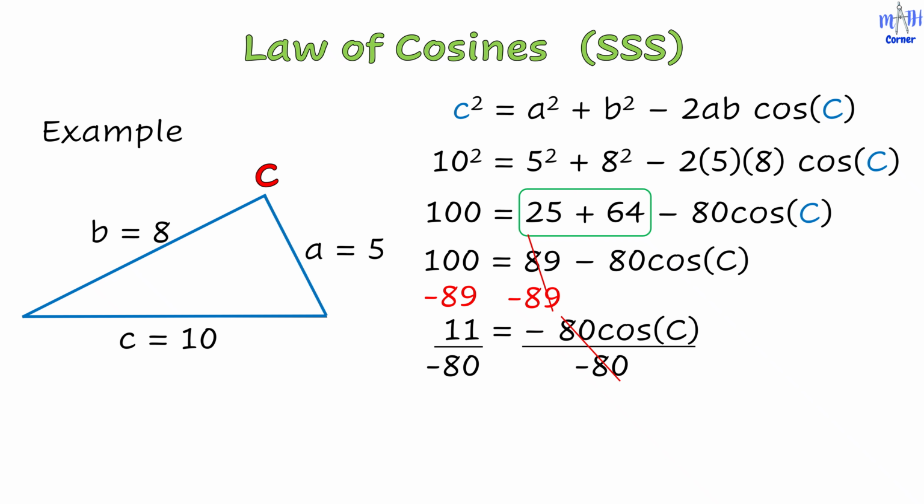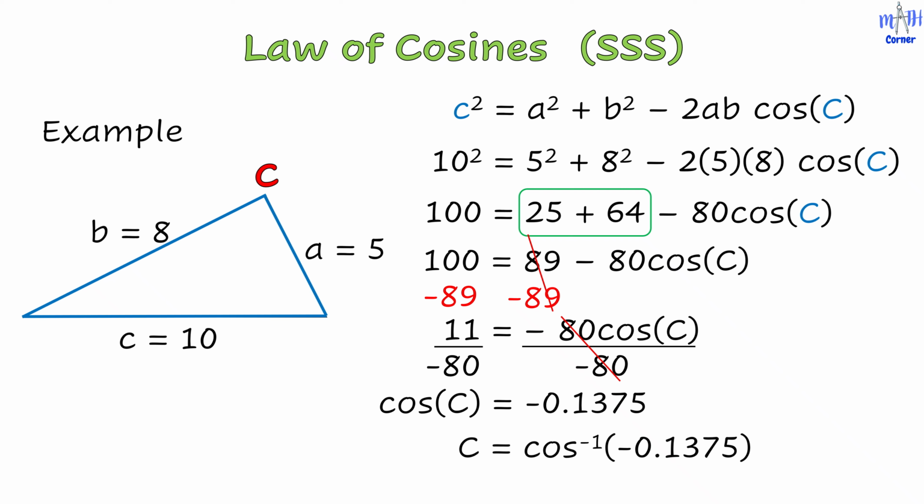Cosine of C equals 11 divided by negative 80, which is equal to negative 0.1375. Next, take the inverse cosine. Angle C equals inverse cosine of negative 0.1375. Angle C is approximately equal to 97.9 degrees.